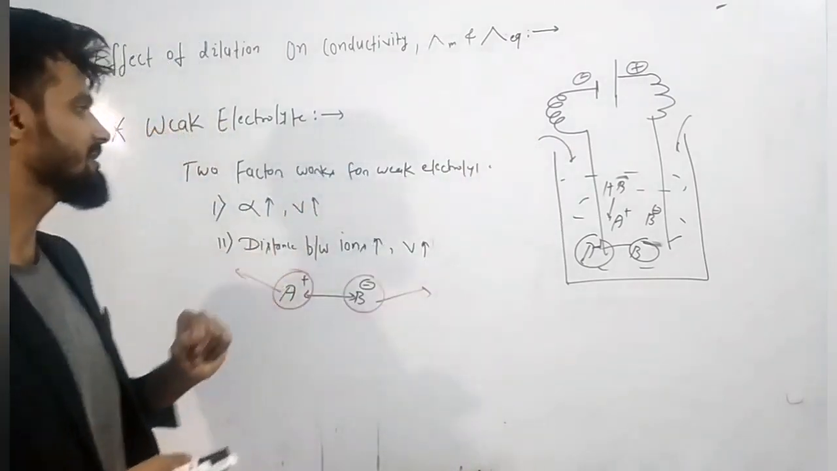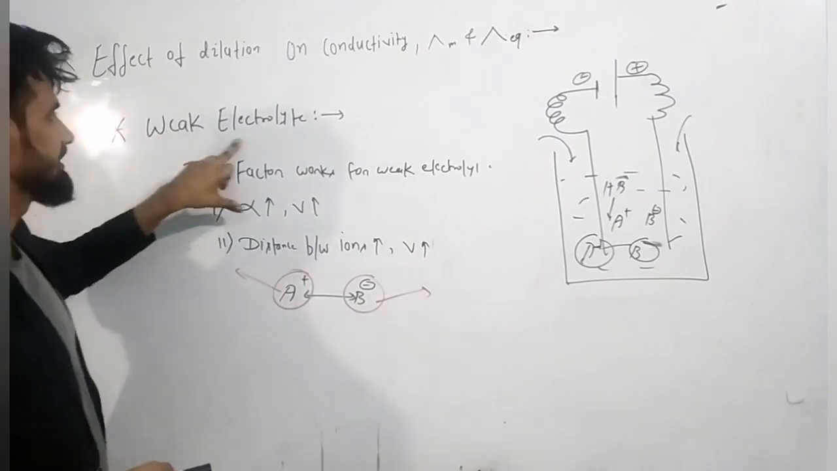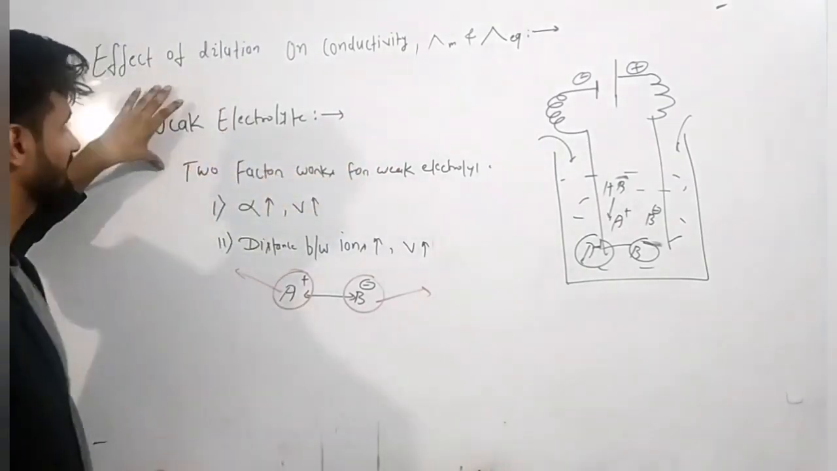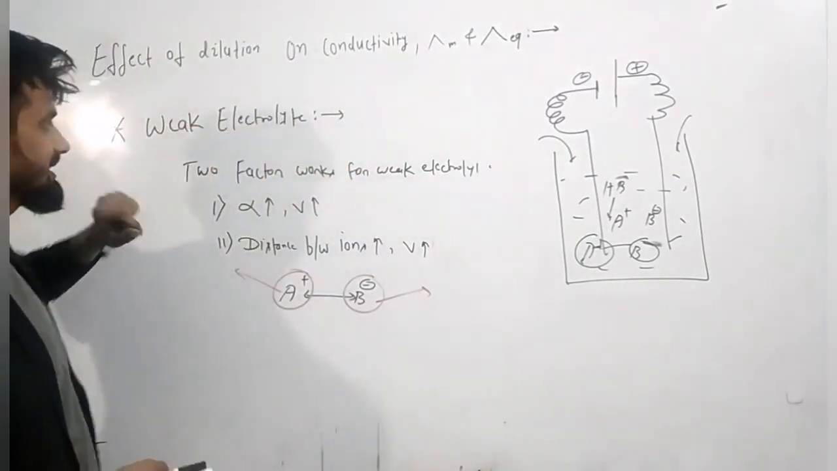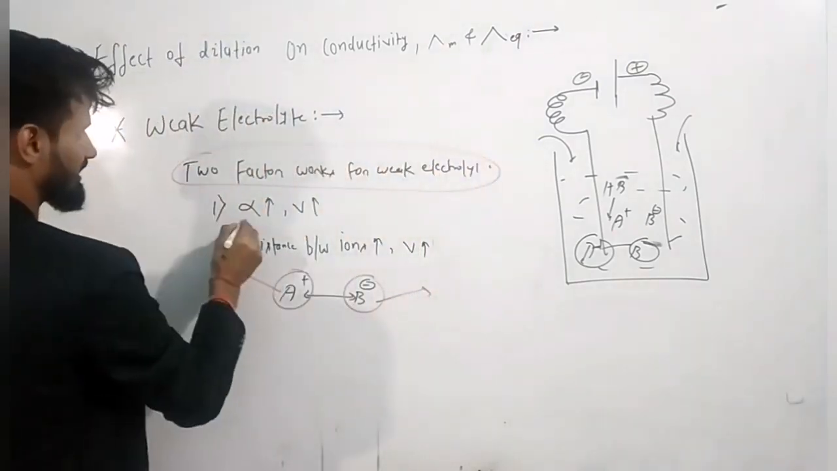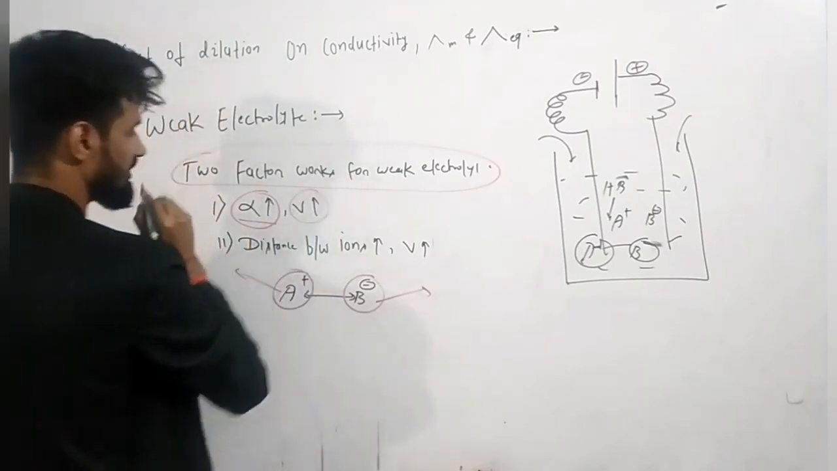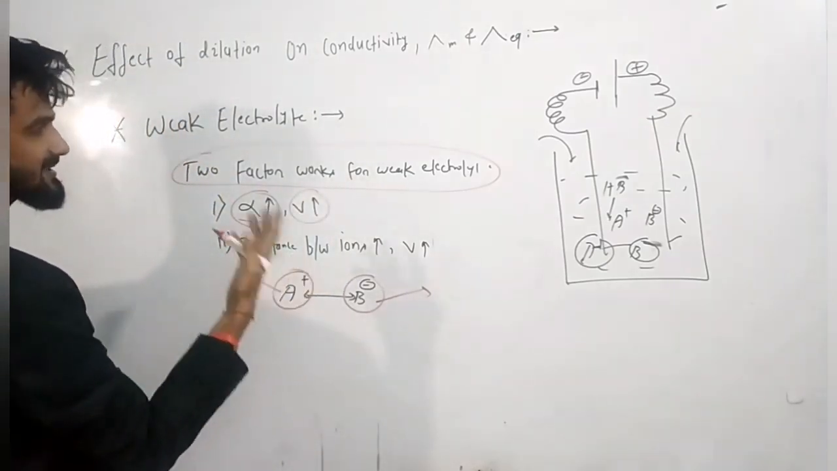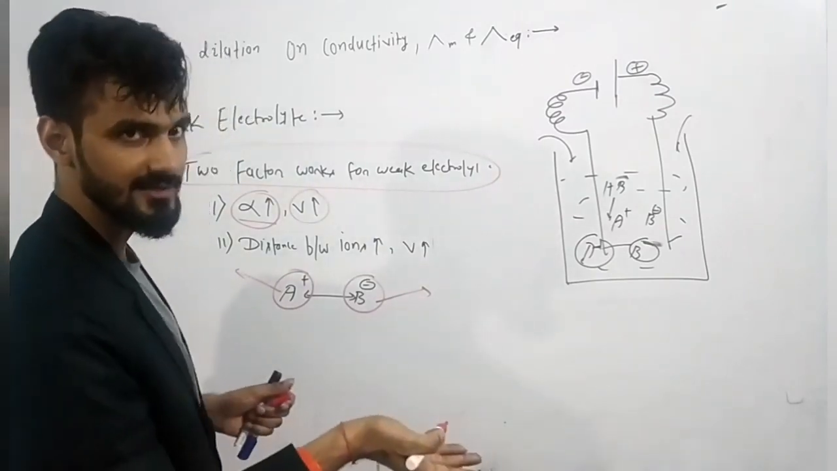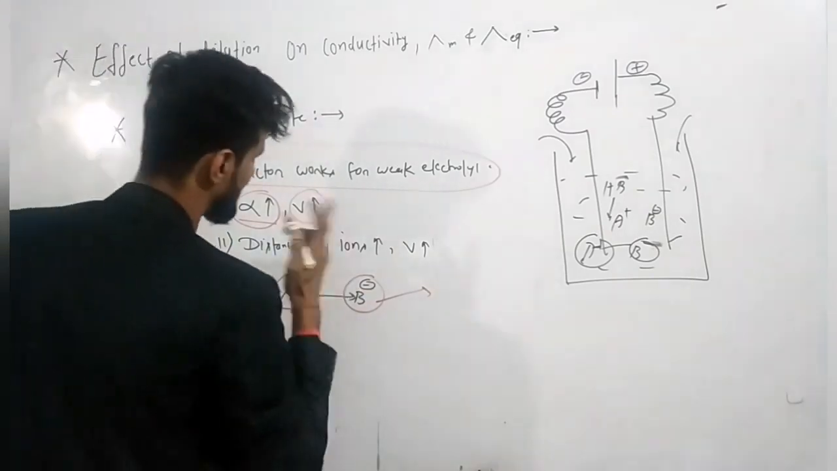So you have to remember 2 points. What is the reason that after dilution the equivalent conductance and molar conductance of weak electrolyte increase? The reason is that due to dilution, alpha, the degree of dissociation of weak electrolyte, increases due to the increase in volume. So the number of ions in the solution increases, and due to this the charge carriers, cations and anions, increase, and that causes an increase in the conductance, molar conductance and equivalent conductance value.